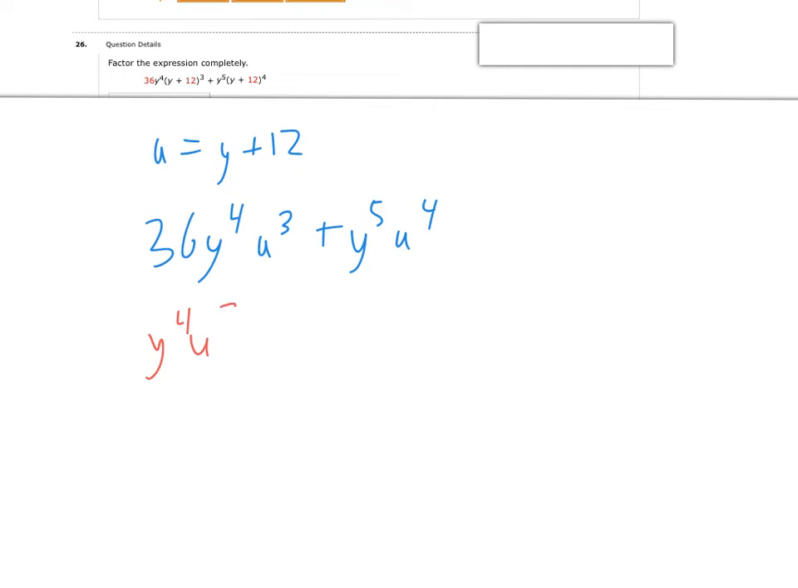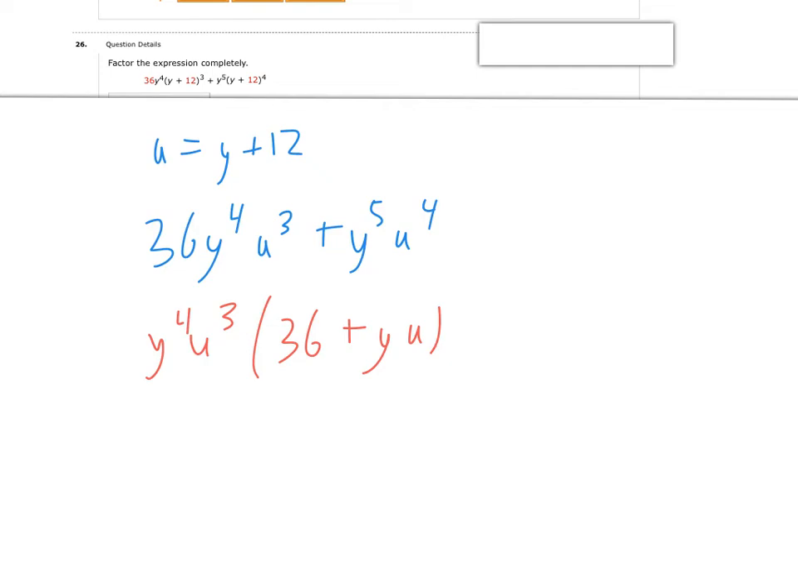So for this one, I would use a u substitution again. I would let it equal y plus 12. That's the weird thing in the parentheses. So we have 36y to the 4th times u to the 3rd, plus y to the 5th and u to the 4th. So it looks like what I can take out here is y to the 4th, that's the smallest power of y, and u to the 3rd is the smallest power of u. So that's going to leave me with 36 plus y times u over here, since I didn't take out all of either of those. And so now I can reinsert the u back in.